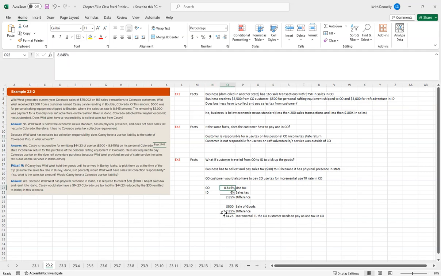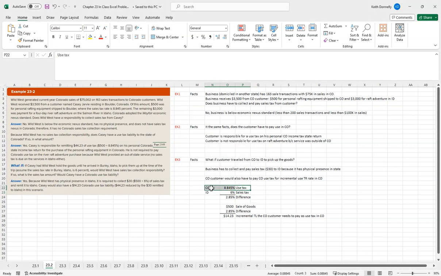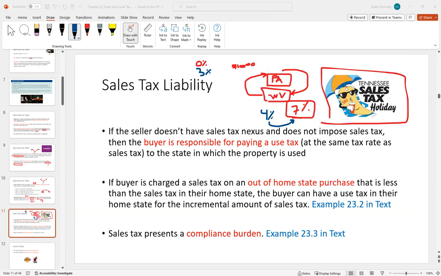They're showing a simple example of that, right? So maybe they got it in Idaho where they paid 6%, but Colorado has an 8% use tax. Hey, they're going to owe the marginal difference there at their home level. Just kind of showing this setup here with the 3 and 4%.